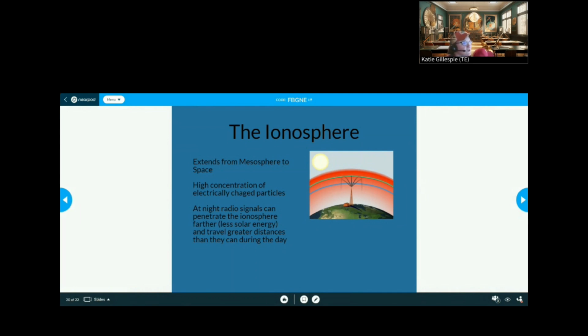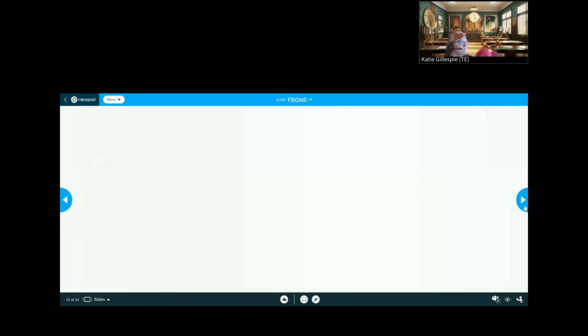But really, what you need to know about the ionosphere is that there is a high concentration of electrically charged particles here because of the ionization of solar radiation. At night, radio signals can penetrate the ionosphere further because there's less solar energy, and they can travel great distances. So this is really big for communication purposes, especially with radio waves.